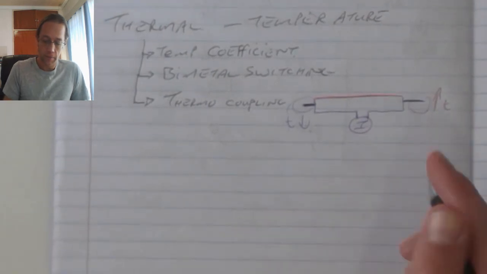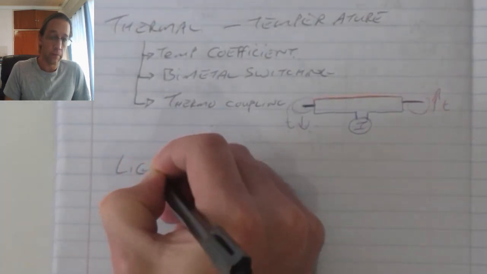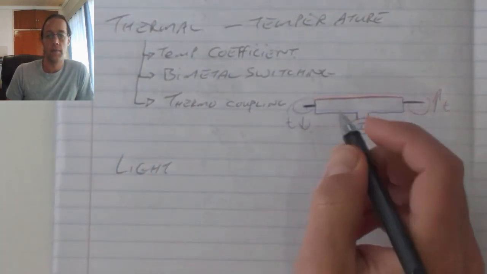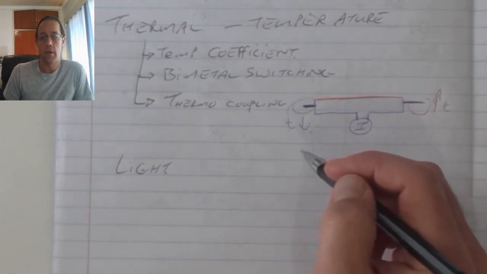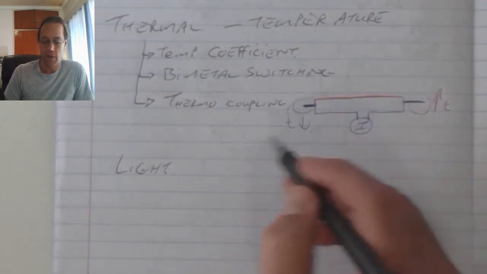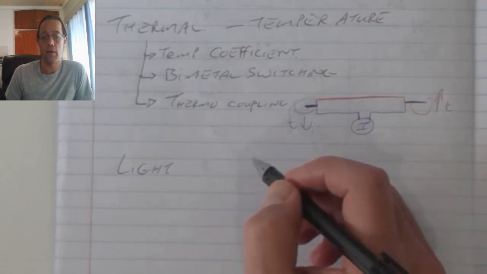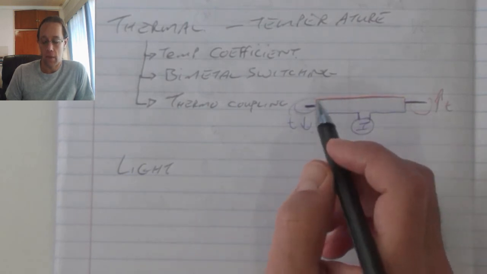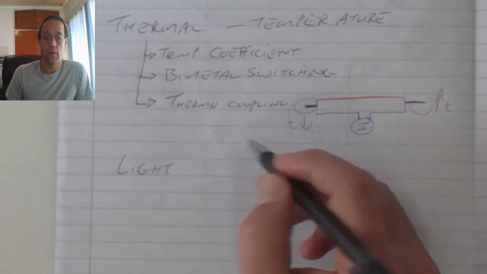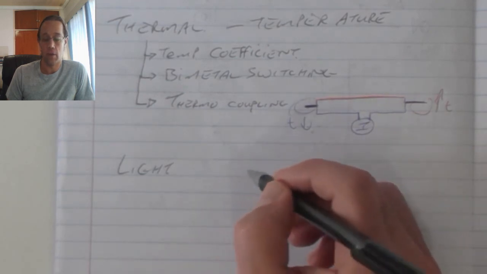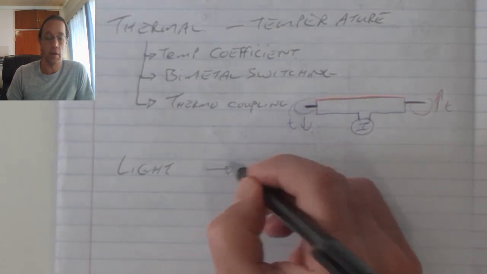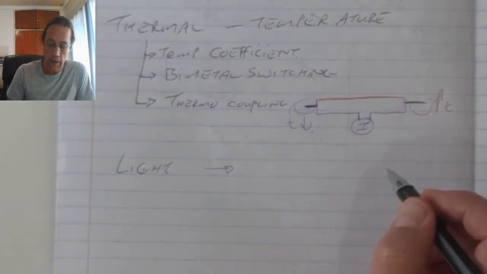Next is light. Specific materials have the ability to change their resistance in accordance to the light intensity that they receive. We could also use solar panels to generate the voltage in order to measure the amount of light.